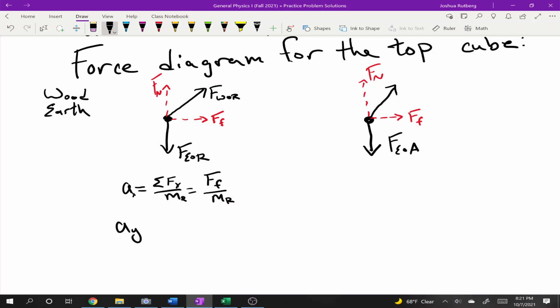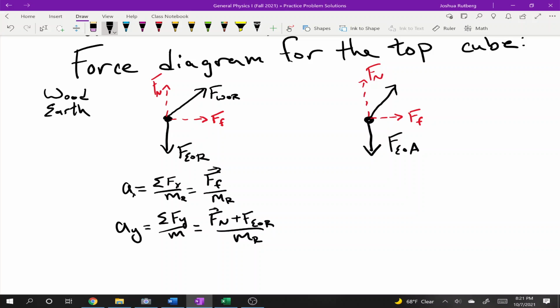And the acceleration in the y direction is the sum of the forces in the y direction divided by the mass. And the sum of the forces in the y direction are the normal component of that force plus the force the Earth exerts on the rubber, divided by the mass of the rubber.